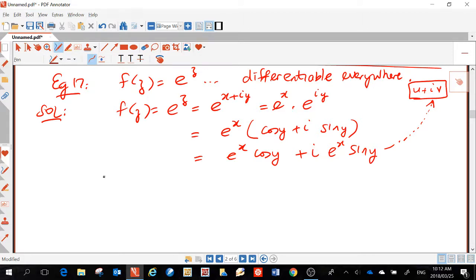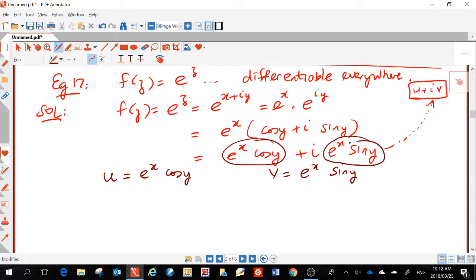So let's calculate. Now we know that u is e to the x cos y, and v is e to the x sine y. That's u, and that's v, without the i. So let's now compute ux, partial with respect to x. Remember, we keep y constant, so it remains e to the x cos y. For vy, this time we keep x constant, so e to the x remains the same. The derivative of sine y is cos y. So you can see immediately that ux is equal to vy. So part 1 of the Cauchy-Riemann equations works.